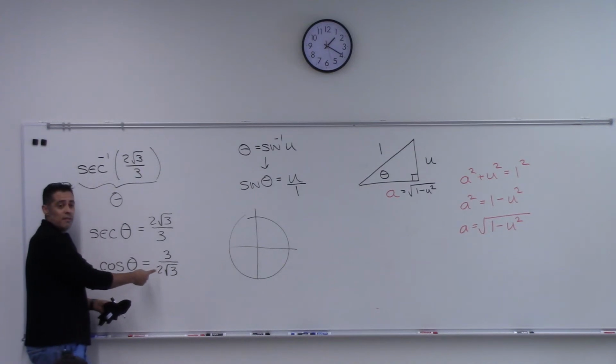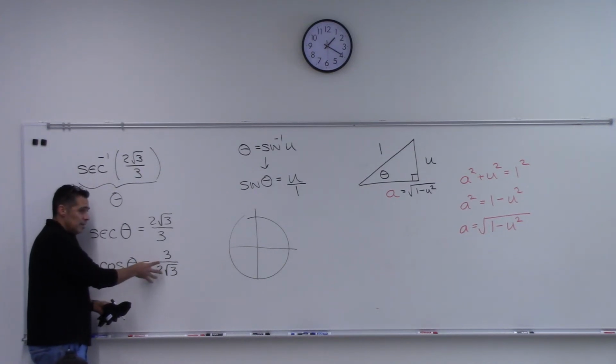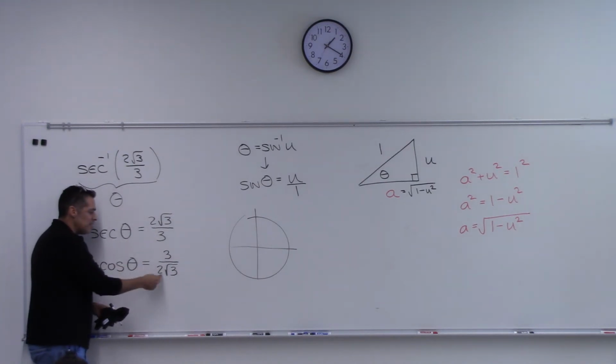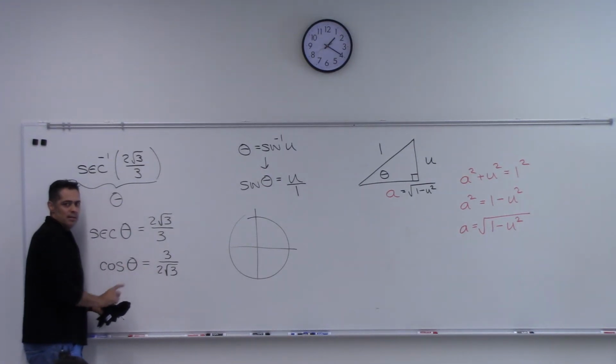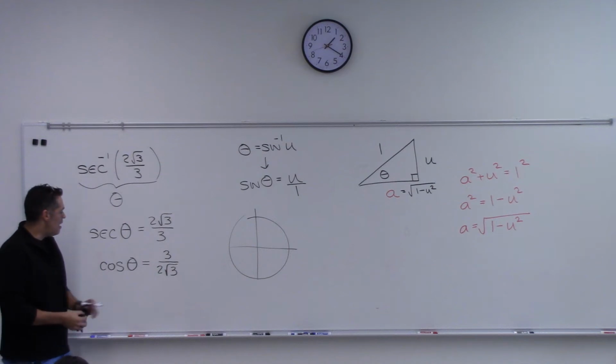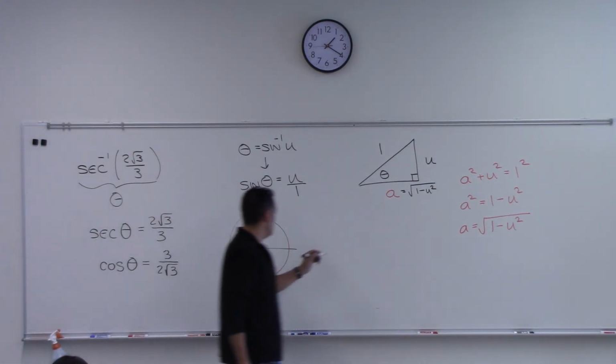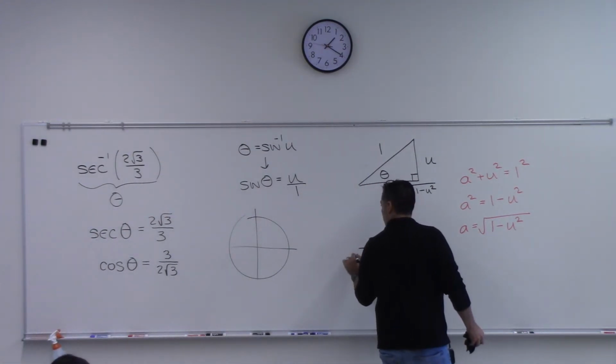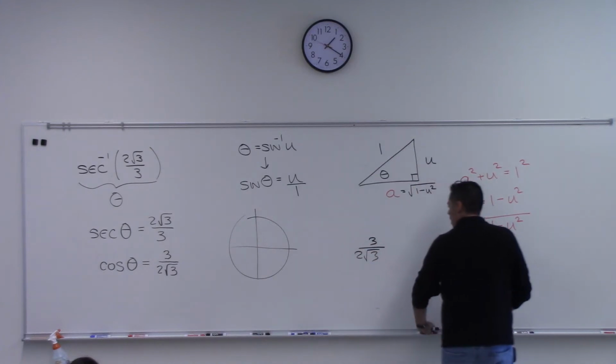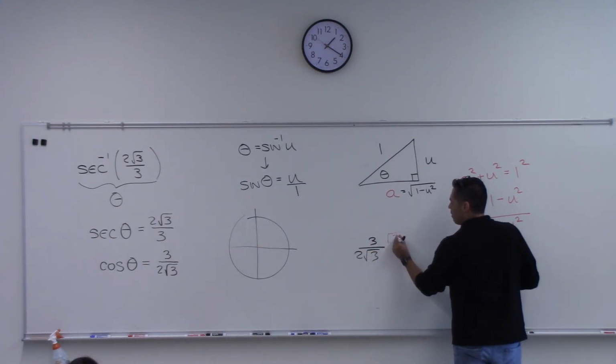That number shouldn't look familiar to you, not the way it's written. Cosine is which coordinate? The x-coordinate. So somewhere on the unit circle where that's my x-coordinate. Doesn't look familiar, unless you rationalize. You have to rationalize this. If you rationalize this, look what happens. 3 over 2 root 3, multiply the top and bottom by root 3.